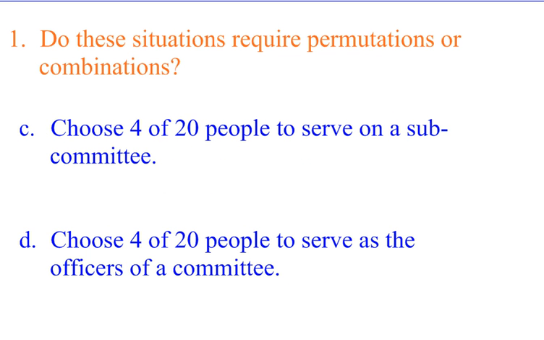The next one you have is you choose 4 of 20 people to serve on a subcommittee. If I'm choosing committee members, I don't really care who I pick first or not because the committee is just all kind of the same. They each have 1 equal vote. And so we're going to say order doesn't matter here. So that's a combination.